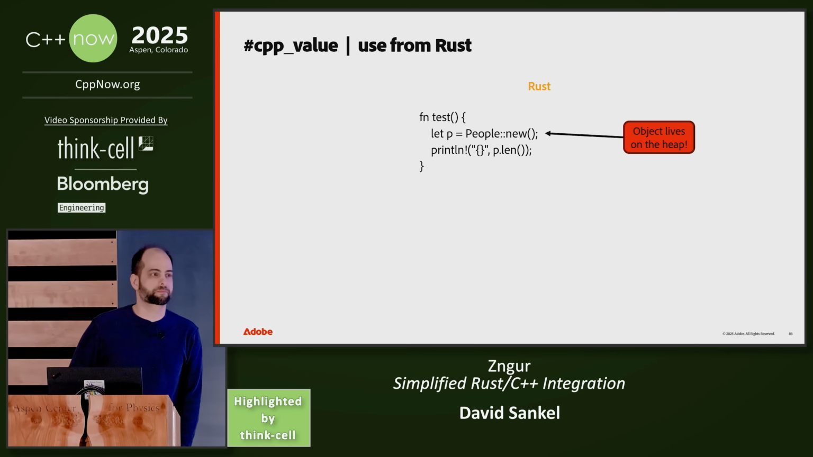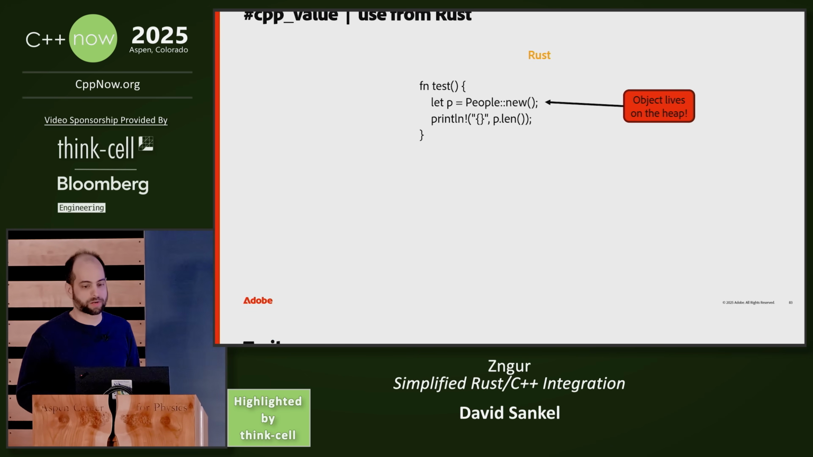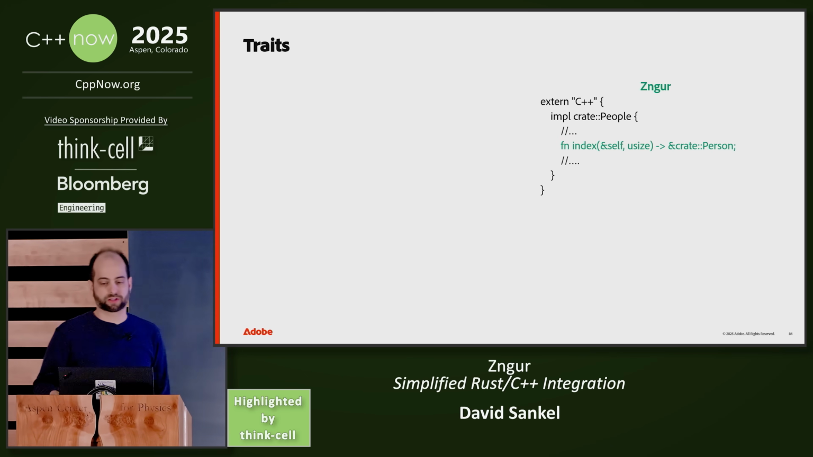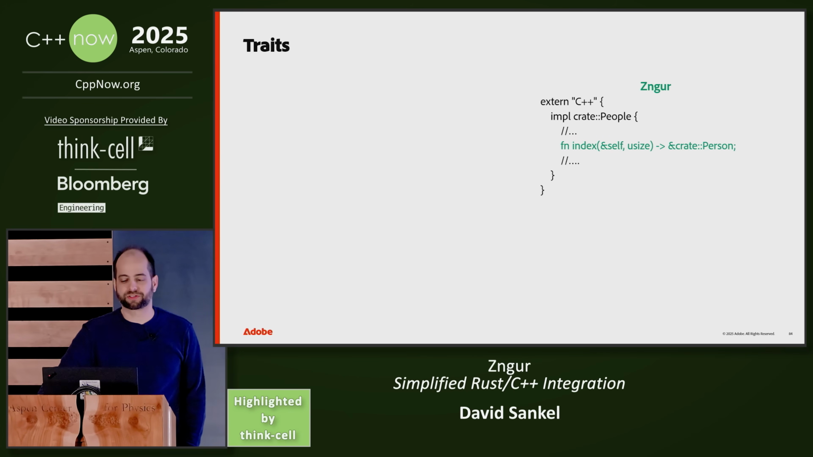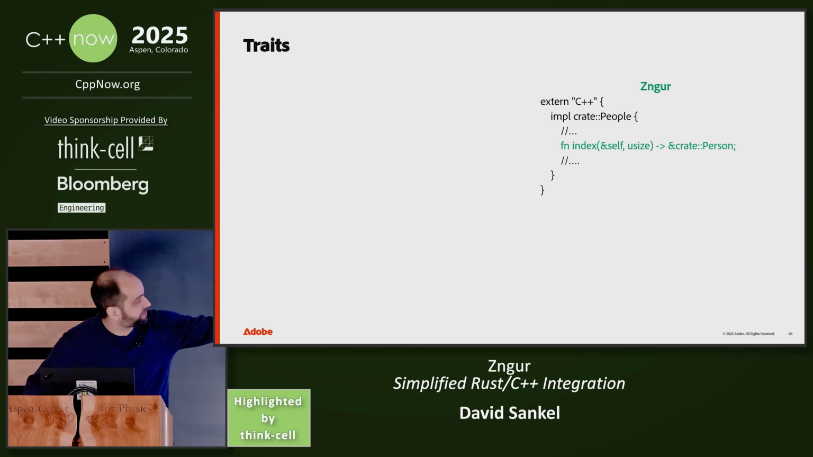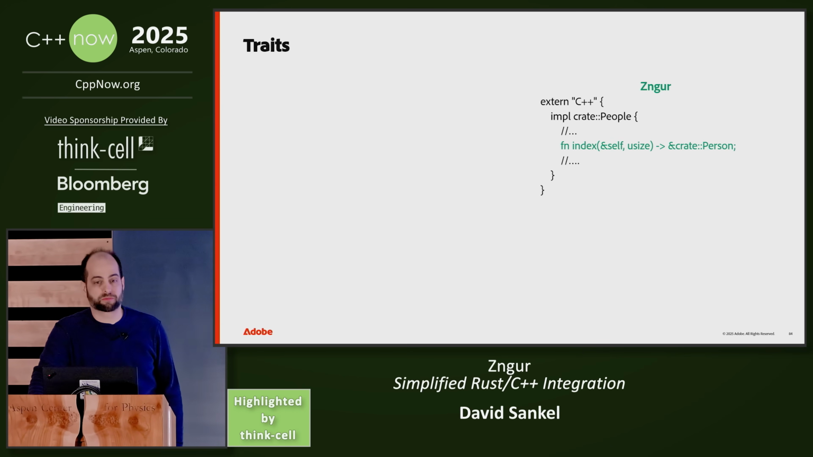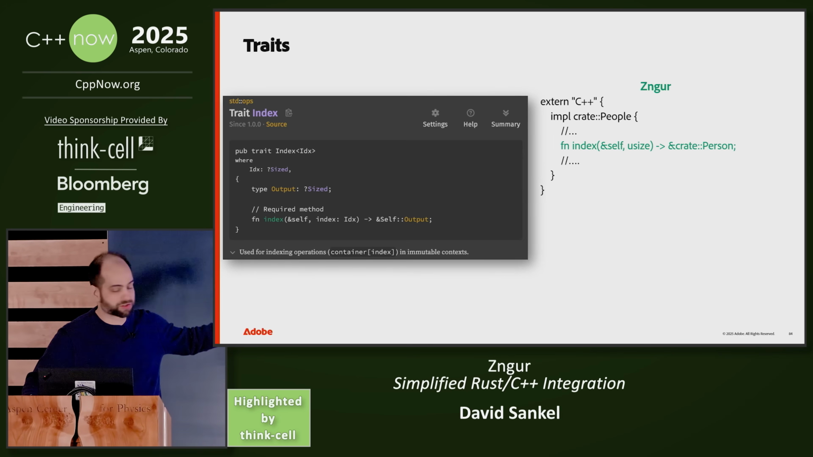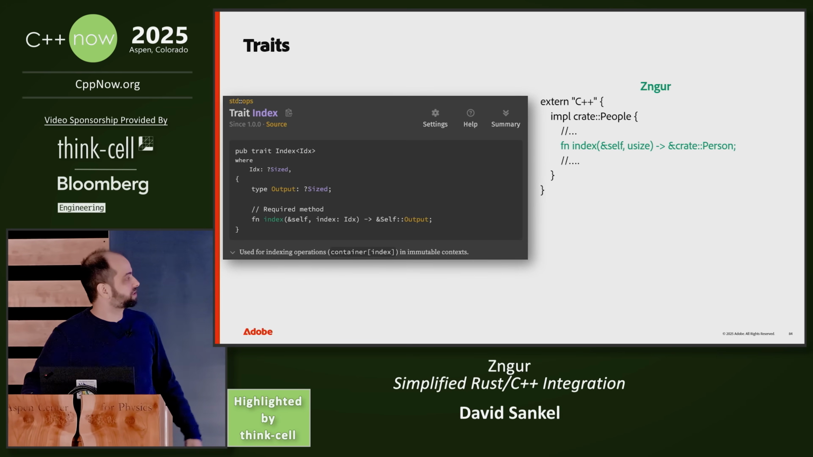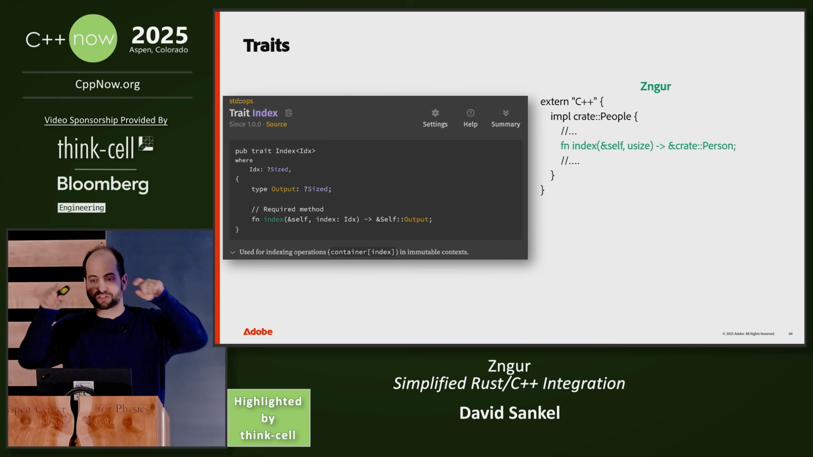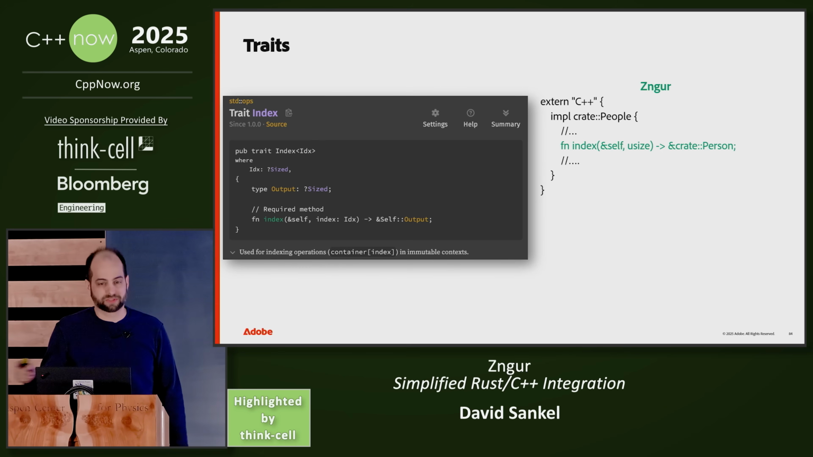Yeah. Okay. We'll talk a little bit about traits. The heavy stuff is over. Now it's a little bit more light. So we see that we have a function index over here for our people object that we're exposing in Rust. There is a special trait in Rust called index. If you implement this trait, then you can use the square brackets as opposed to .index.